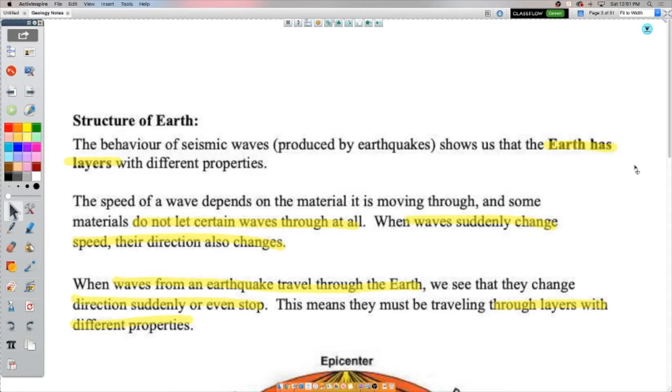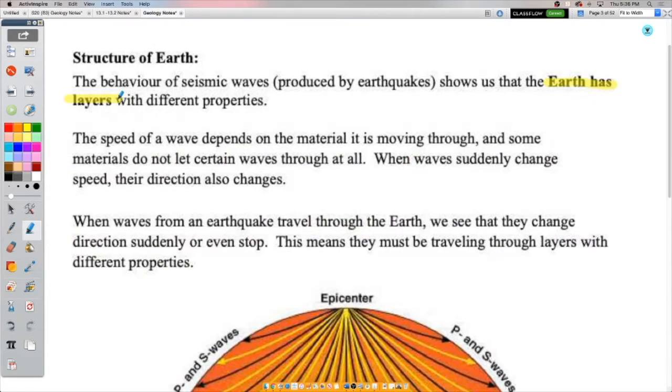Now imagine you're in a bathtub full of maple syrup, different material. It has different properties. It's denser, it's thicker. And so when you make the waves in that maple syrup, they're going to go away from you a lot slower. They're going to go bloop, bloop, bloop. So waves travel through different materials at different speeds. Some materials don't let waves through at all. And when waves suddenly change speed, their direction also changes.